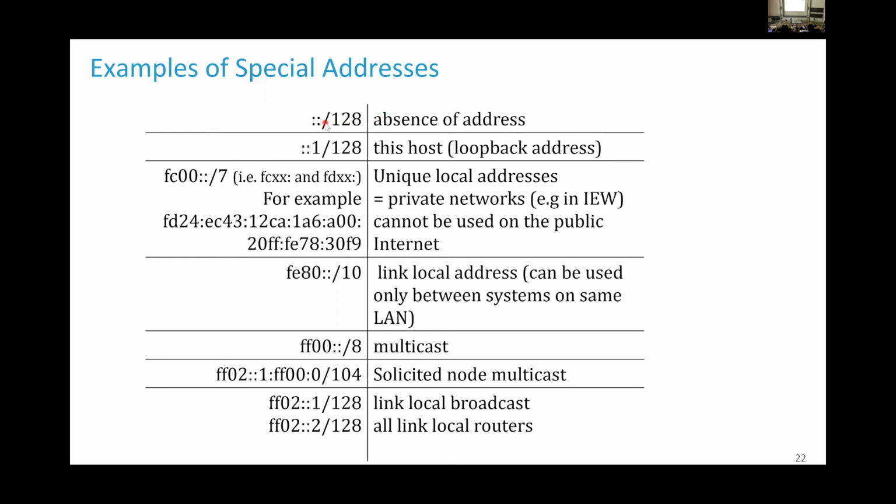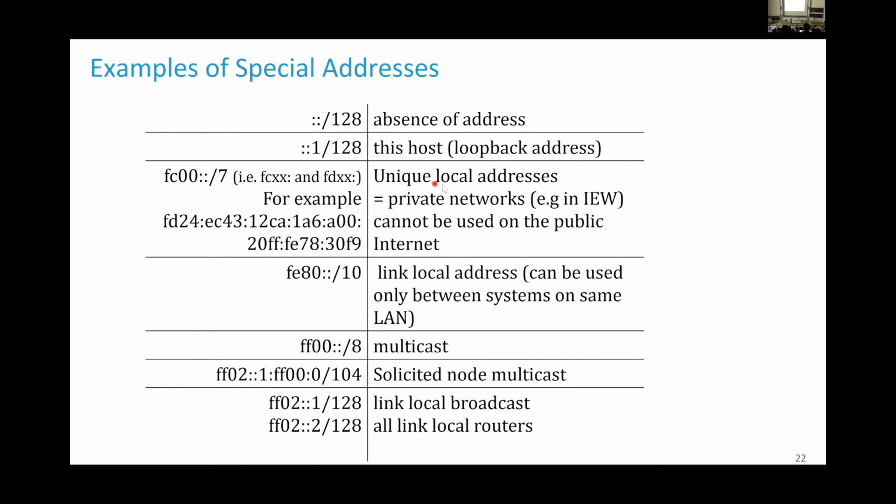As with IPv4, zeros everywhere means absence of address. The loopback address now is simply 1. So you put zeros everywhere, except the last bit, which is 1, which in hexadecimal notation means zeros everywhere and 1 at the end. It means a loopback interface.